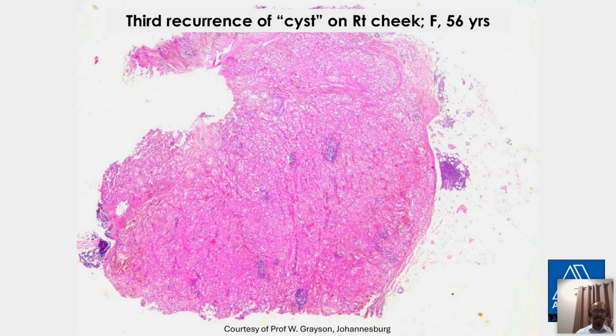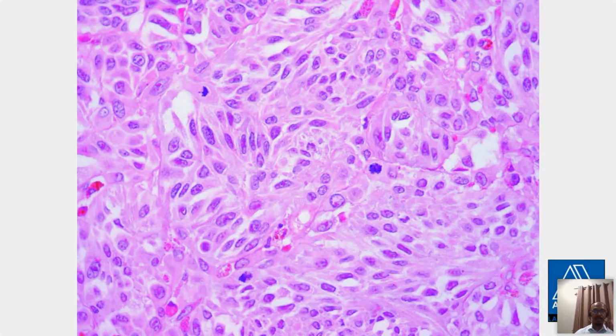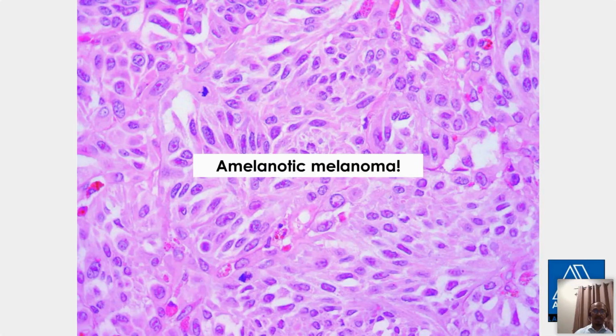Okay, this is another case of recurrent cyst on the cheek of a 56-year-old lady. This lesion was thought to be a cyst, therefore it wasn't submitted for histology because they thought it's an epidermoid cyst. But when it recurred the third time, then they submitted it for histology. And you can appreciate that there are atypical epithelial cells here, and some of them do have pigment. You even have big lumps of pigment here. Mitosis. Okay, therefore this was actually a melanotic melanoma and not an epidermoid cyst. So this was recurrence of the so-called cyst which was binned.